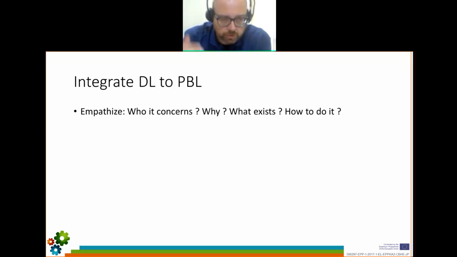The idea is that you take the phases of design thinking. In the empathize phase, the first one, you're trying to understand some basic questions. Who does it concern, these problems that we see in this PBL activity? Why does it concern them? What already exists as a solution for these people? And how can we actually solve this problem?